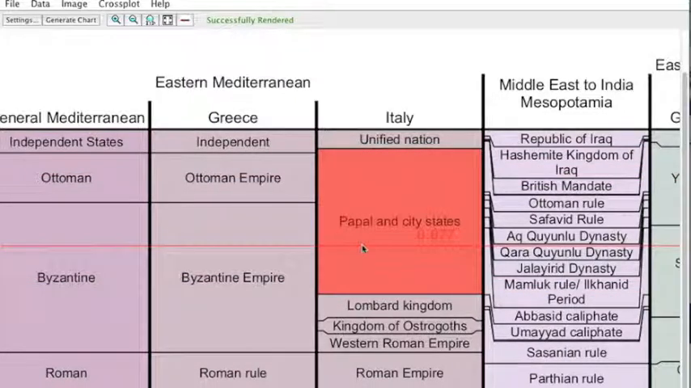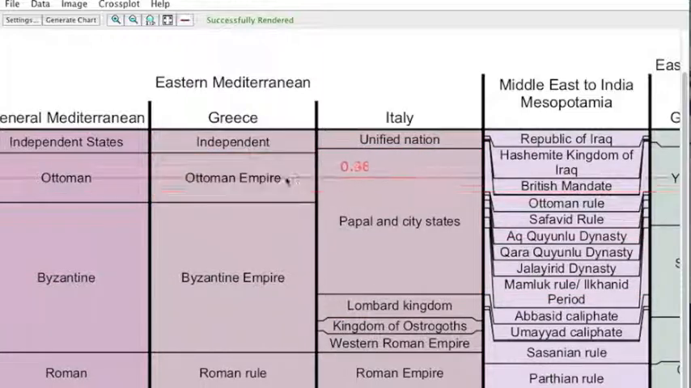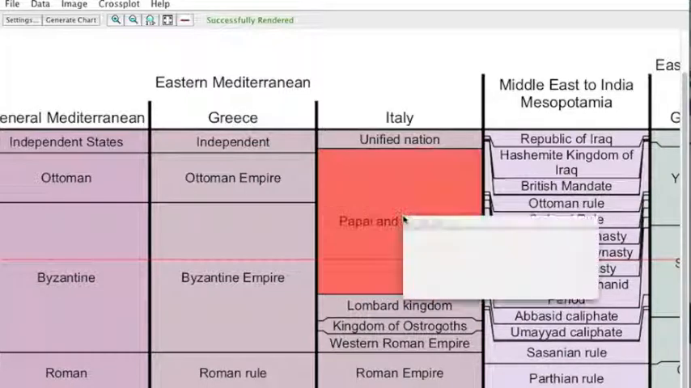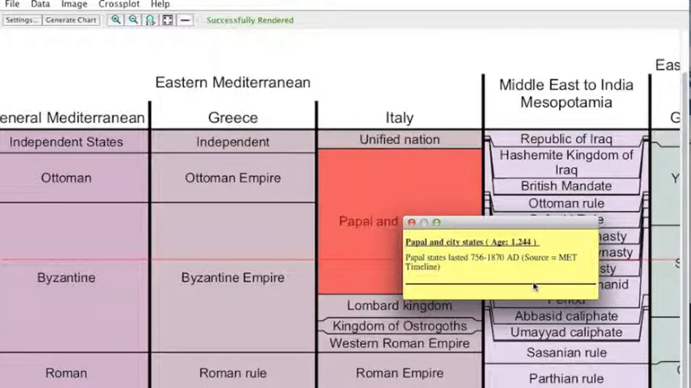What about Italy? The Ottomans didn't invade Italy, isn't it? I didn't know that. I don't know. Probably there may be some influence of Ottoman emperors in Italy too, but at that time it was papal and city-states that lasted quite long, from 756 years ago up to 1870 years ago.